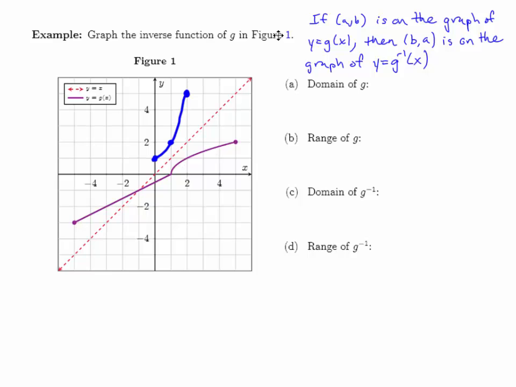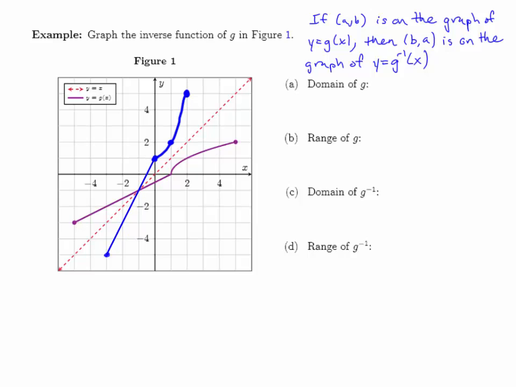And then we'll look at this linear piece. So I'm going to just grab the endpoint. (-5, -3) is on g. So (-3, -5) will be on that inverse. And I know that piece is linear, so I'm just going to connect it through there.